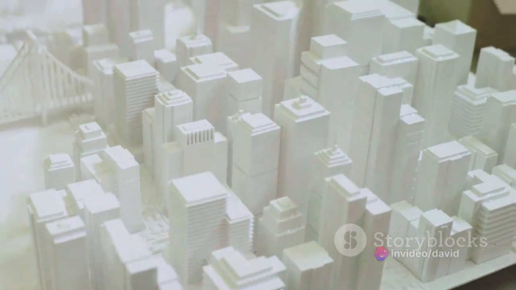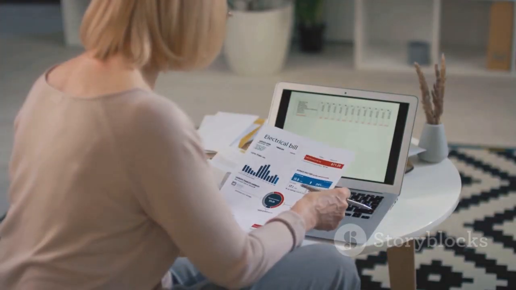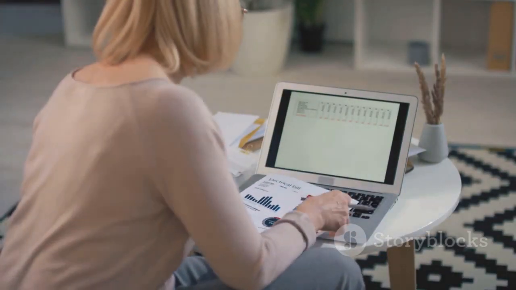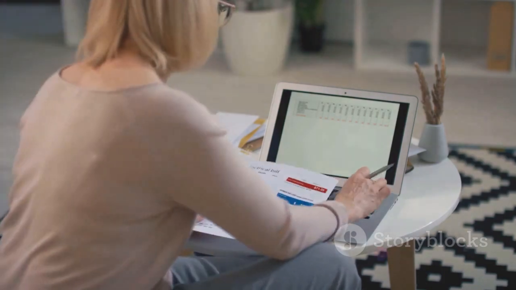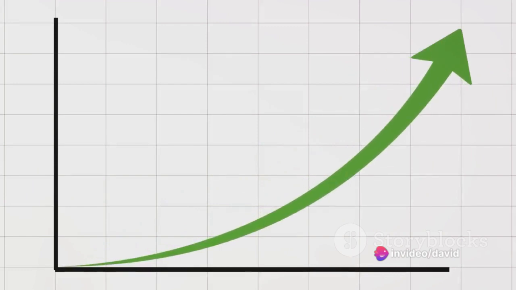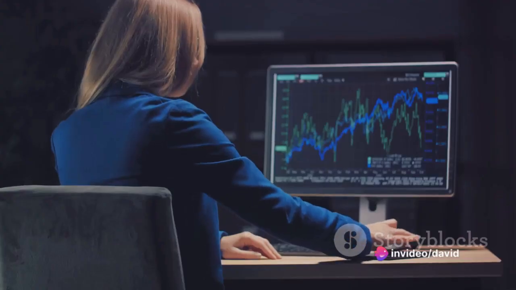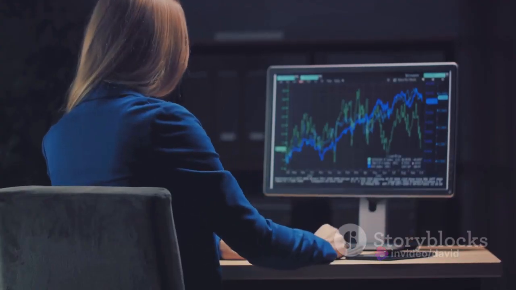For instance, a spreadsheet that calculates the growth of your savings account over time is a model. It takes into account your initial deposit, your monthly contributions, and the interest rate to provide you with a clear picture of your financial future.